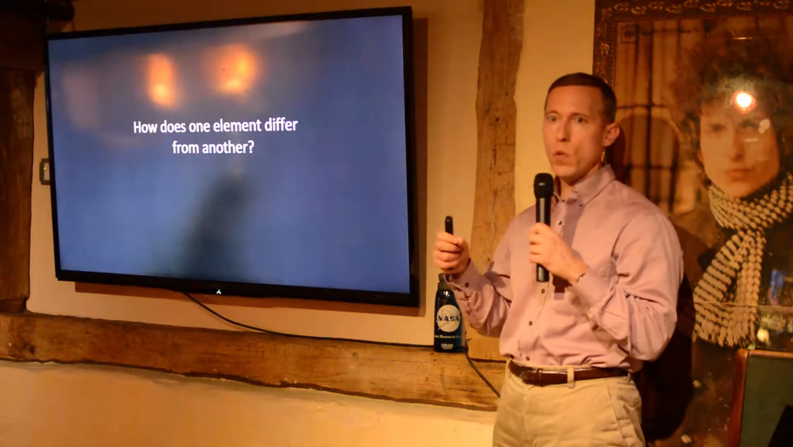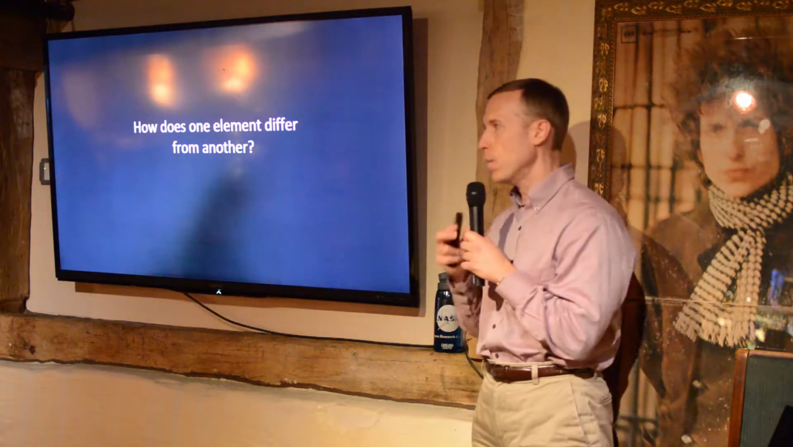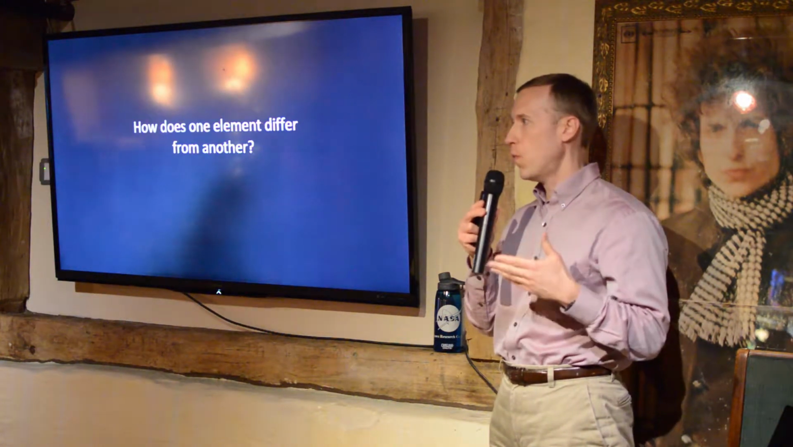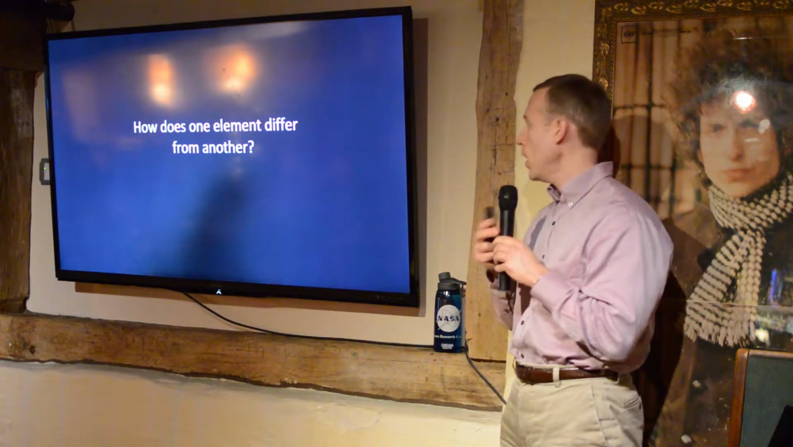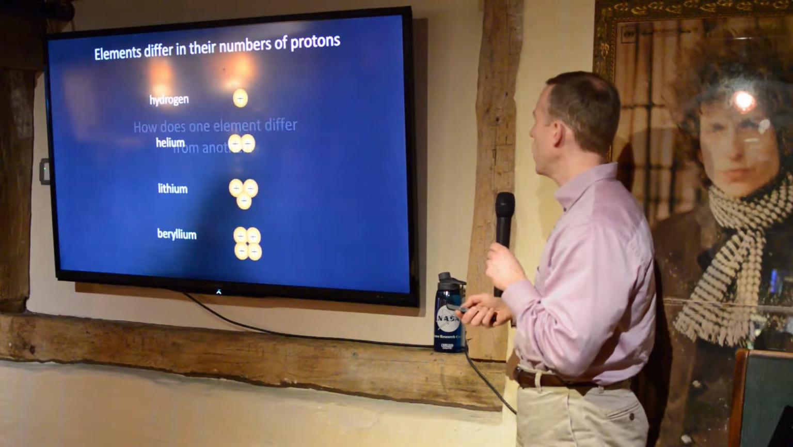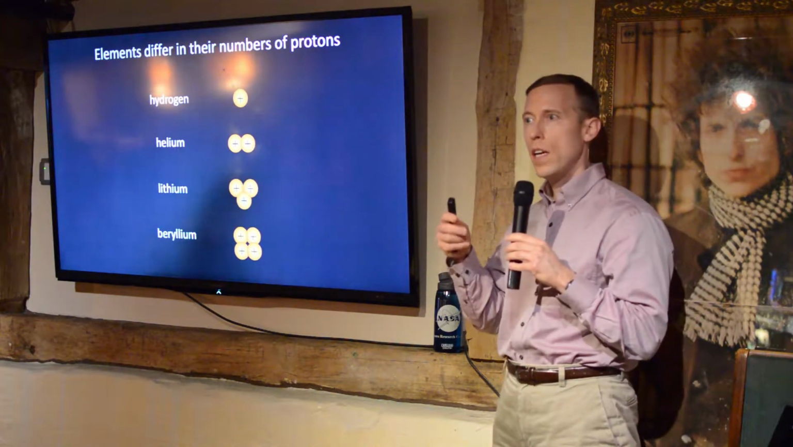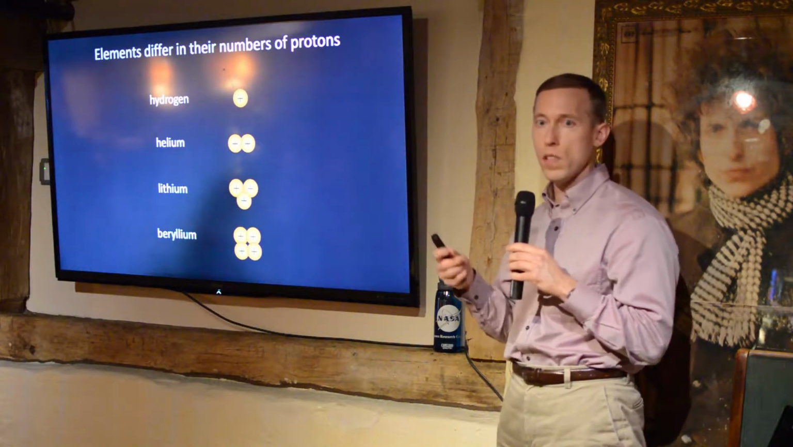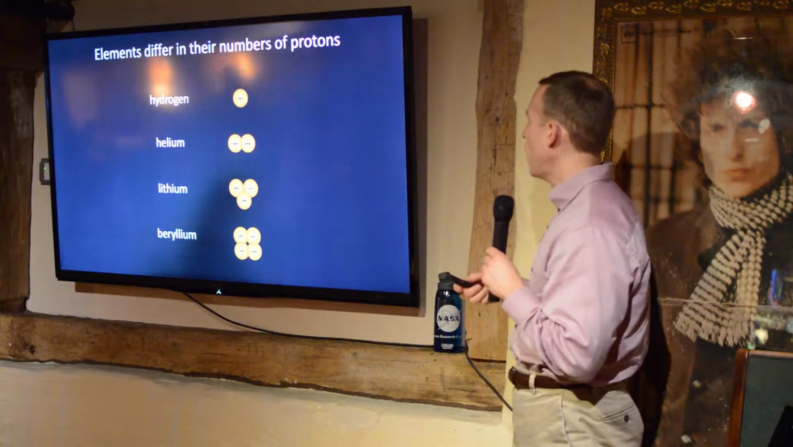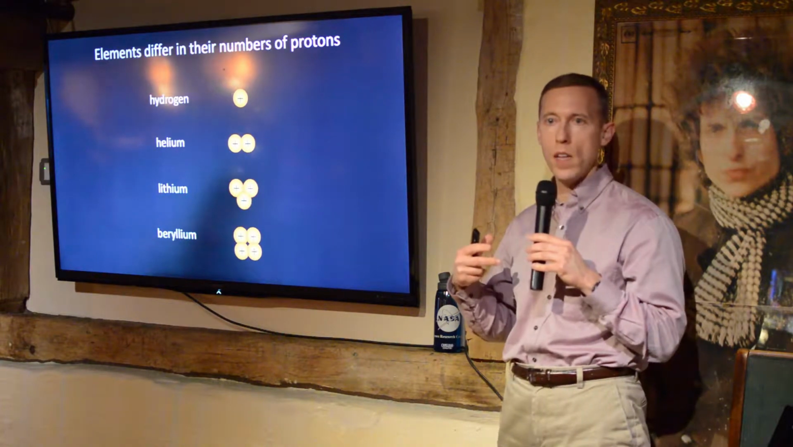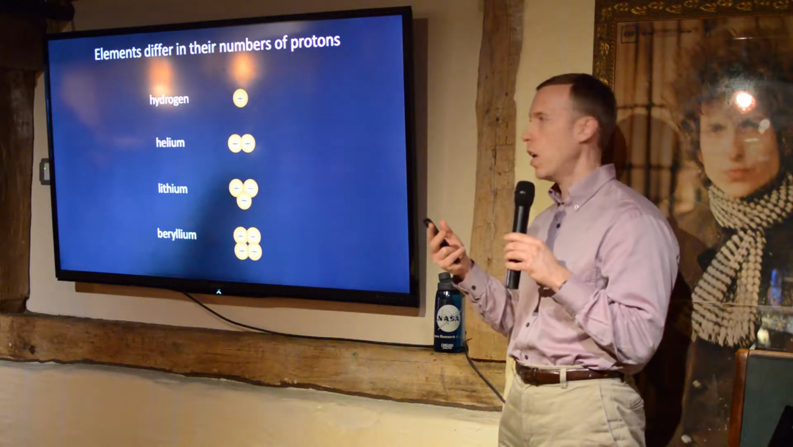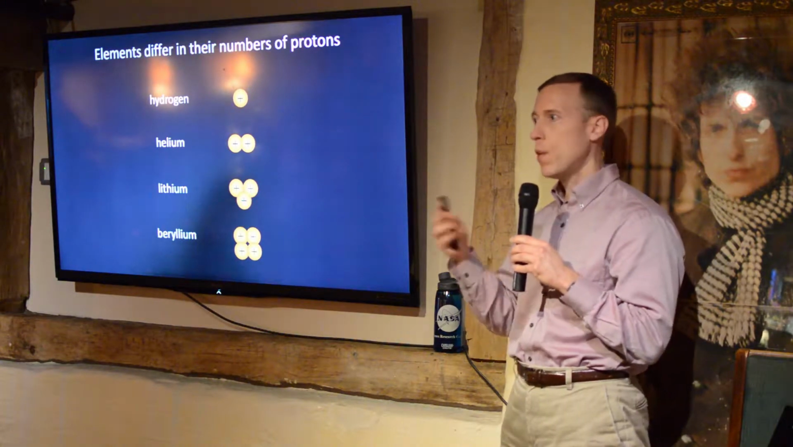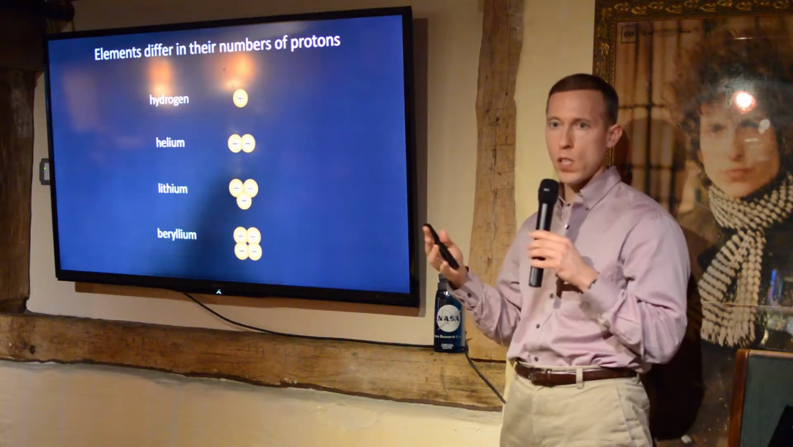So the second issue concerning the physics of atoms that we need to address is what makes one element different from another element? And the answer is that an element is distinguished based on the number of protons in its nucleus. So for instance, the hydrogen atom has one proton, the helium atom has two protons, lithium has three, and so on. And so different elements have different numbers of protons in their nuclei.